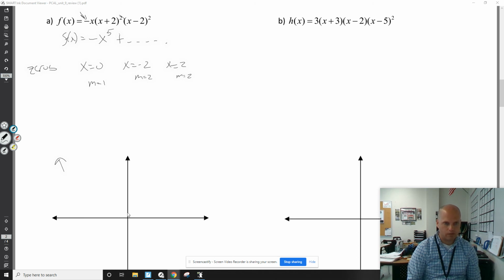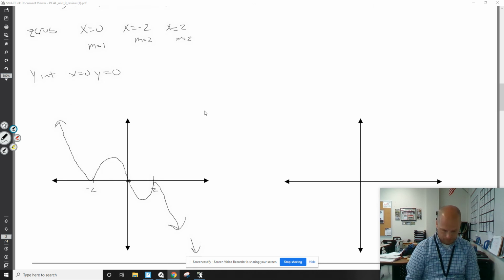We'll plot our zeros. We have a y-intercept at 0 as well. So I know I have this point. I got -2 with a multiplicity of 2. I got +2 with a multiplicity of 2. So what we do is we are going to bounce off of -2. We'll pass through 0. We'll bounce off of 2. And this is what my function will look like.